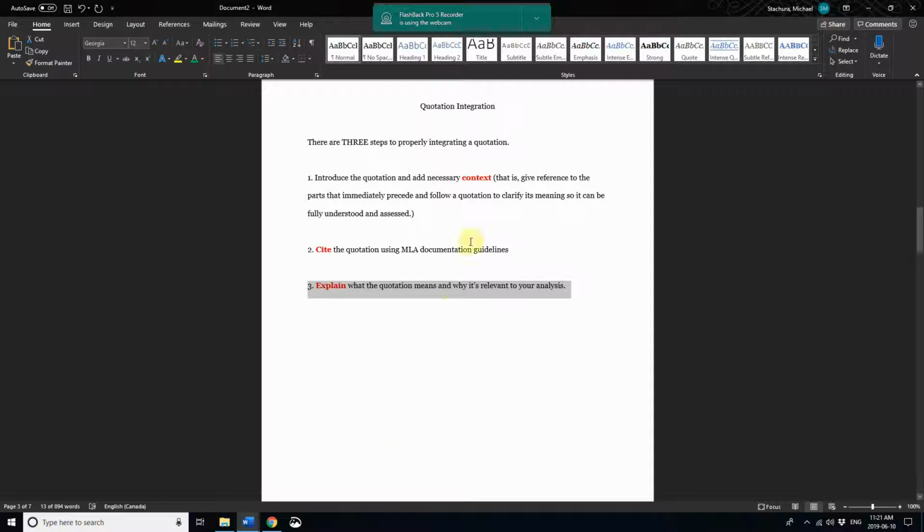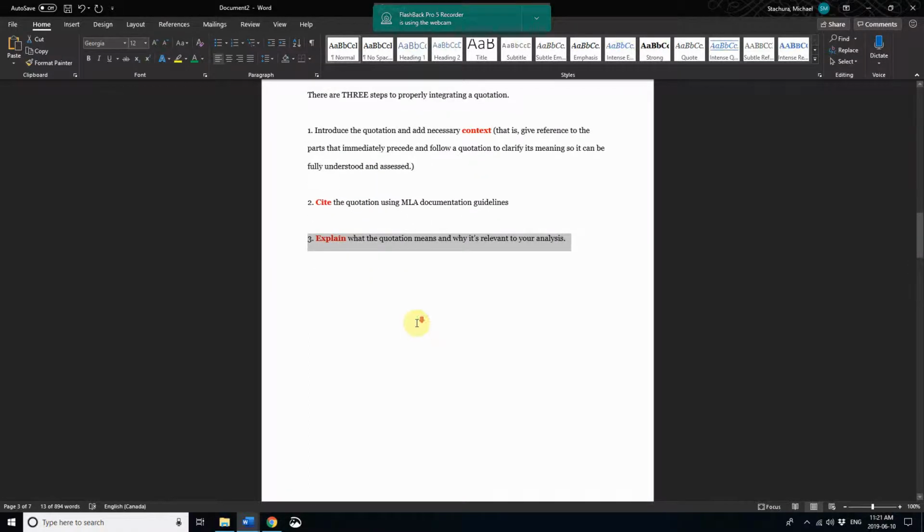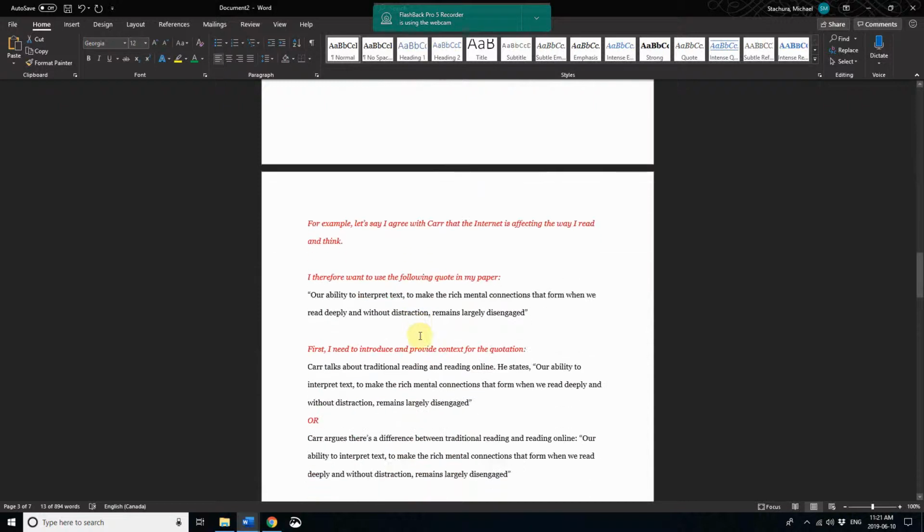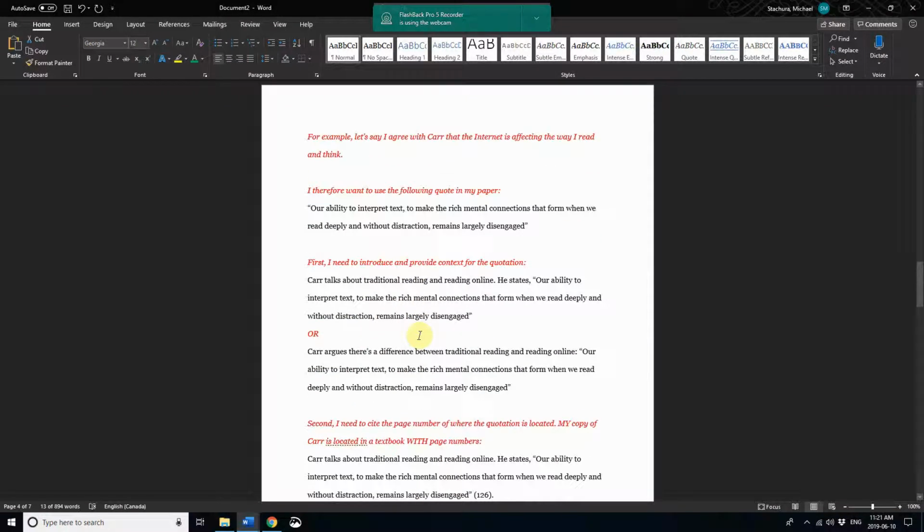Okay, so you need to give your quotations support. You need to introduce them, you need to explain them, and you need to cite them. Otherwise, they're just not going to make sense at all. So let me go through a couple of examples with you about how to introduce and integrate a quotation.